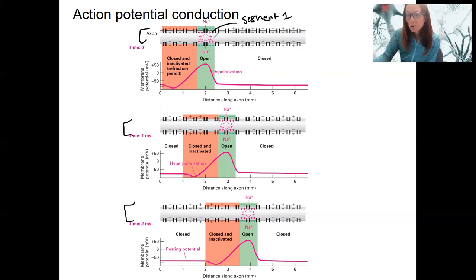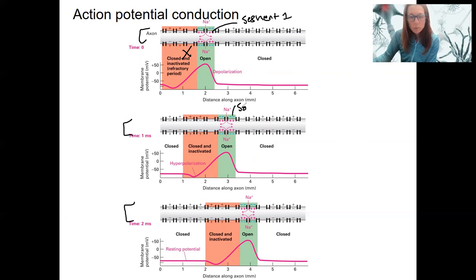Sodium flows in. Sodium ions flow both directions after it flows in. But an action potential can't go this way because those voltage-gated sodium channels upstream are inactive. So the unidirectional conduction of the action potential is due to this transient inactivation of the sodium channels, even though sodium ions actually diffuse passively in both directions. So that's occurring again here.